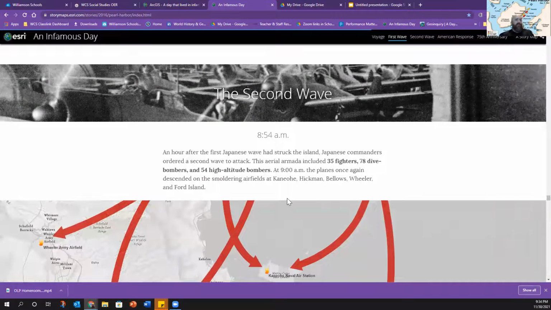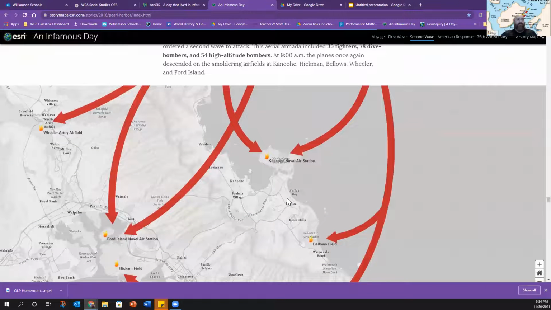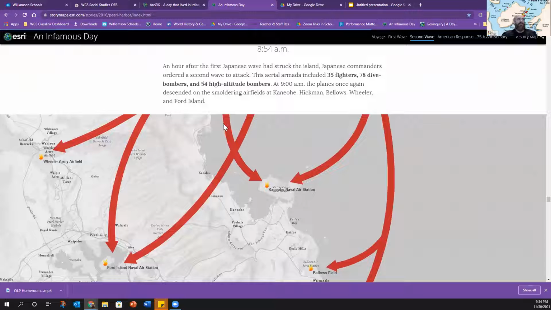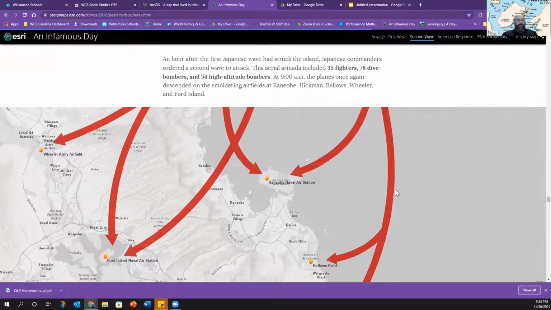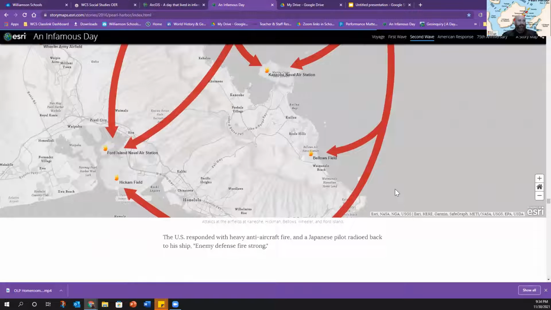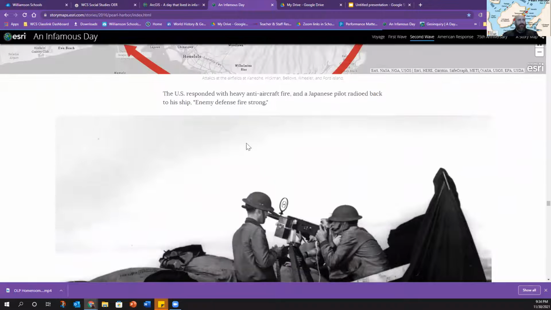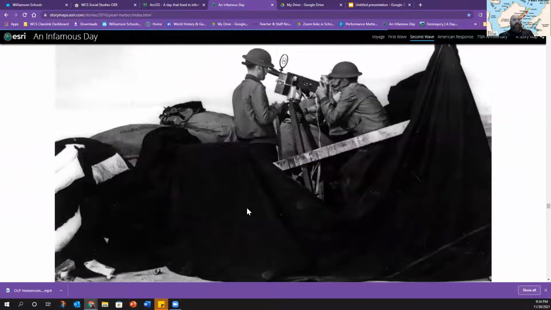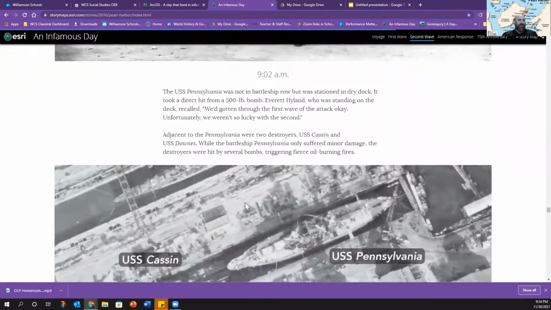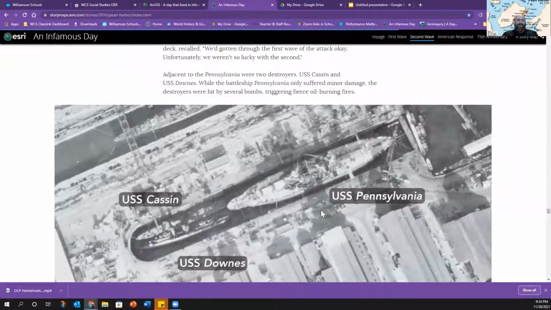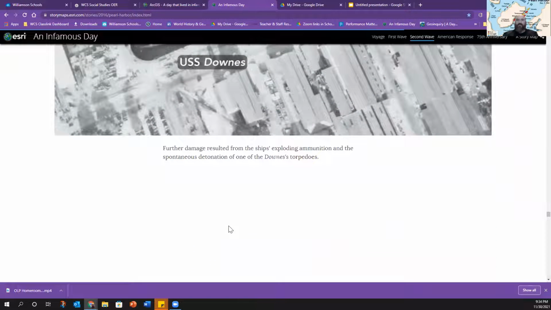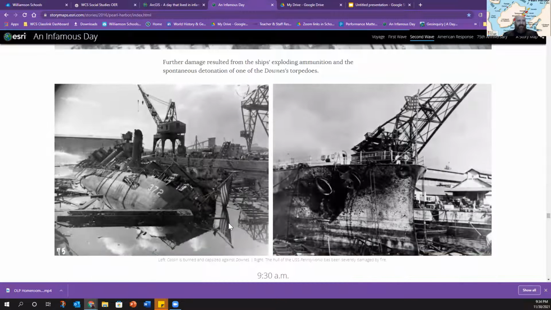And then you have the second wave of attacks, right? That had similar targets: 35 fighters, 78 dive bombers, and 54 high altitude bombers start out at 9 a.m., not long after the first attack. But the U.S. is able to put up some anti-aircraft fire defense. Then you also have attacks on ships that are in dry dock, being repaired, painted, whatever. They attack ships that are in dry dock as well. They're literally trying to destroy the entire fleet.